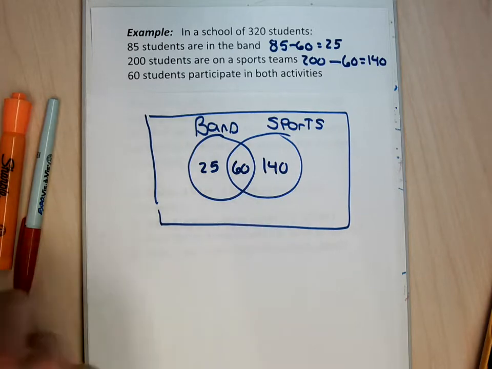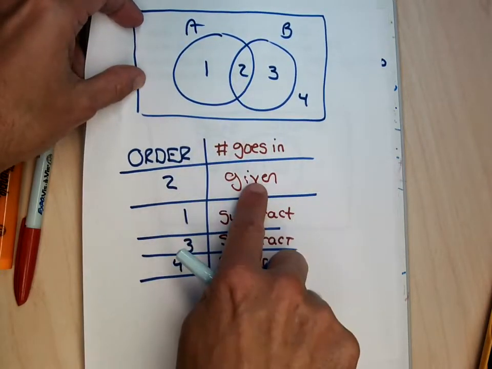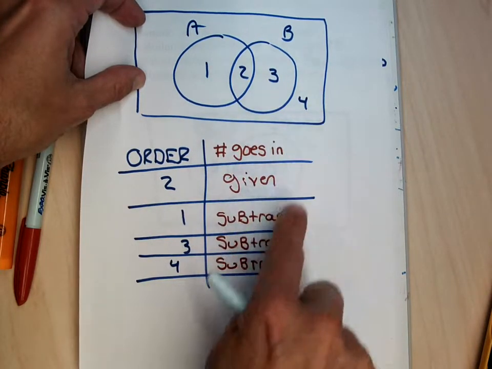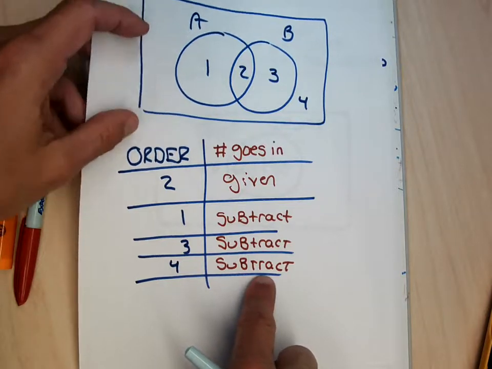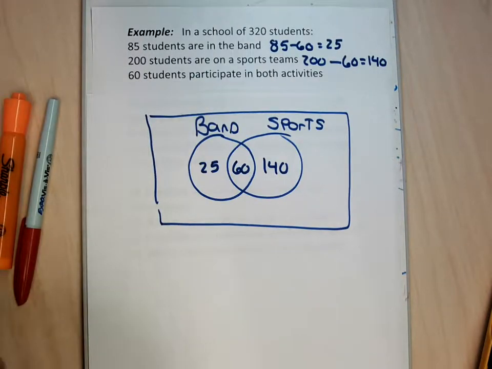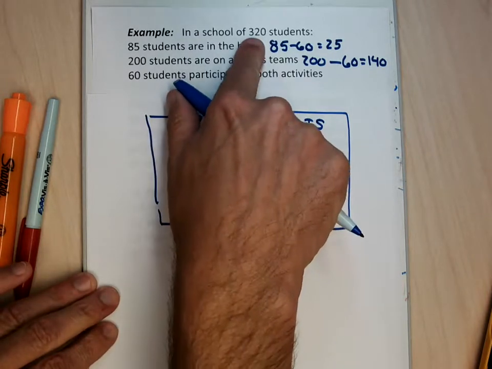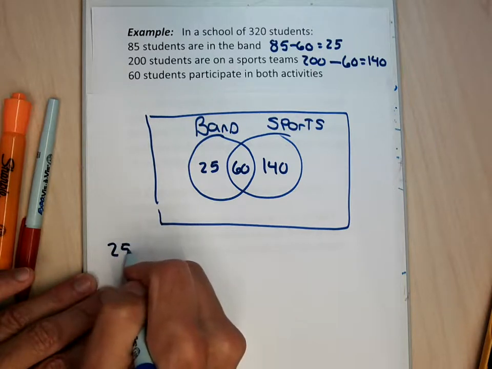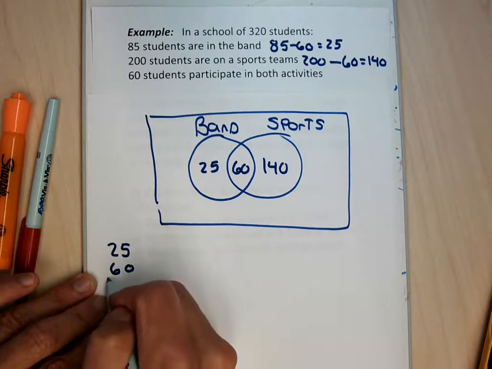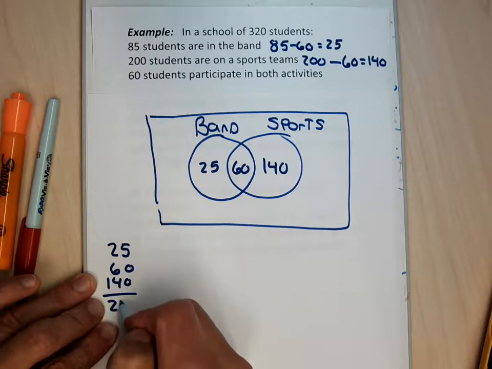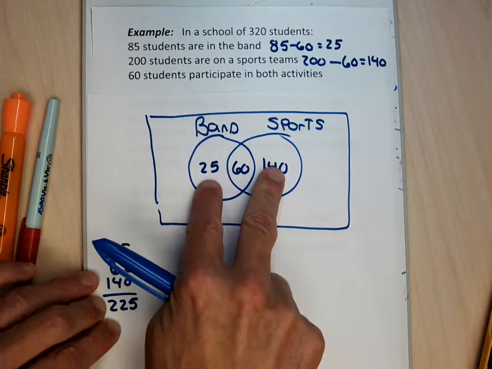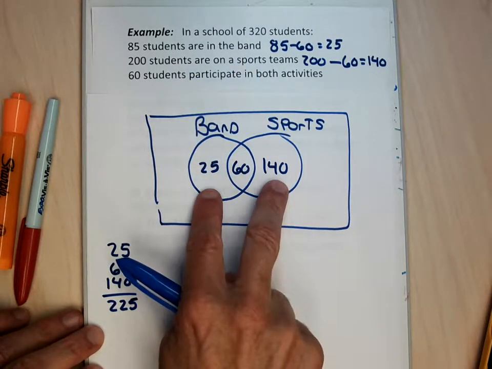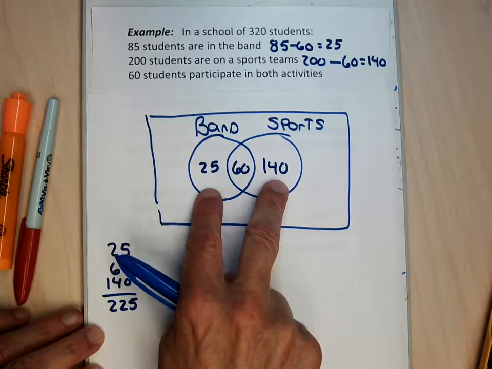Now I want to get lastly region 4. So I did region 2, which was given, region 1, which I had to subtract, region 3, which I had to subtract, and region 4, which I'll have to subtract. It's even a little more complicated. For region 4, the numbers in my circles need to add up to the 320 students in the school, but the numbers in my circles so far, if I add them up, 25 plus 60 plus 140, right now if I add those up, I've taken into account 225 students in a school of 320 students. So there were 225 students that were on the band or on the sports.